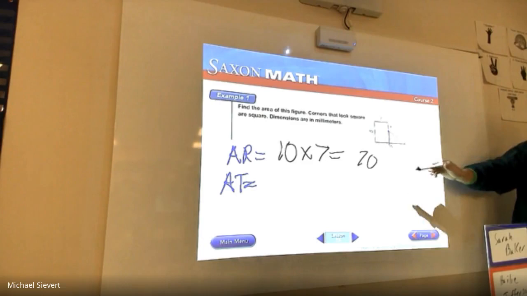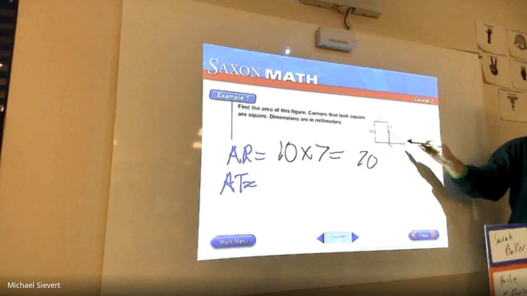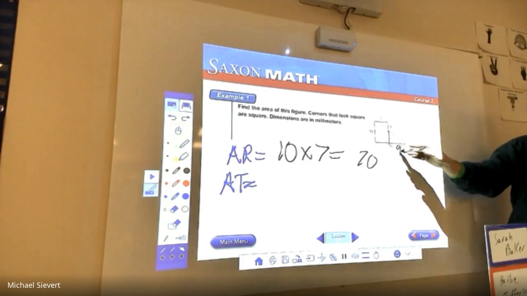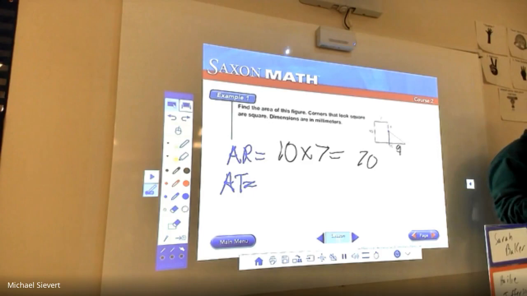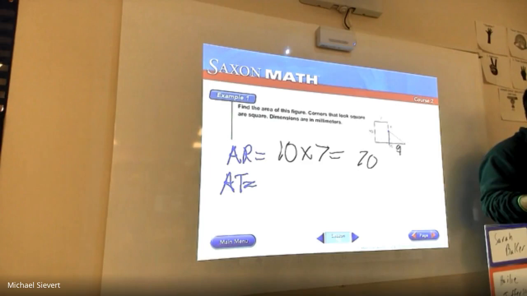11? What? Huh? Not 11. Ethan? 9. It would be 9. Why is it 9? Because we have a 16 here. How in the world did he get 9? Ariel? He took 7 plus 4 and 10 plus 6 and subtracted. No. He took 16 minus 17.